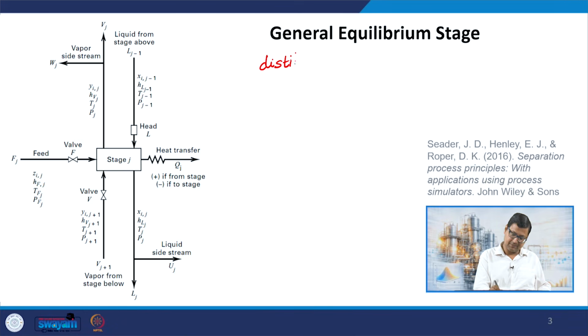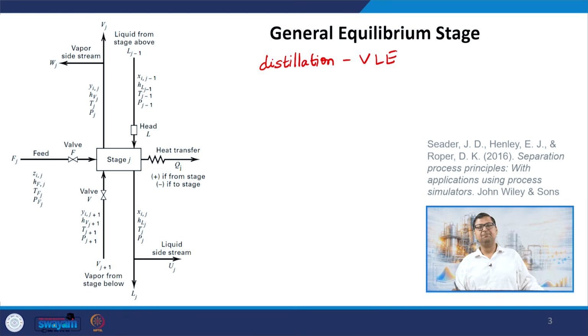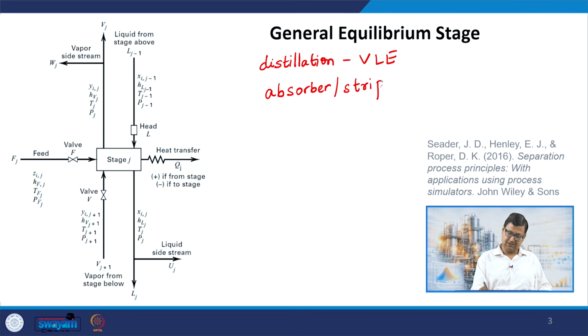So, I will take a general framework of separation processes. It can be a vapor liquid stage, which we mostly discuss, but whatever we are discussing for a general equilibrium stage can be tailored for different kinds of separation processes. For example, if we have a distillation column, that also involves a VLE, a vapor liquid equilibrium, and if we have, let us say, an absorber or stripper, that also involves vapor liquid equilibrium.